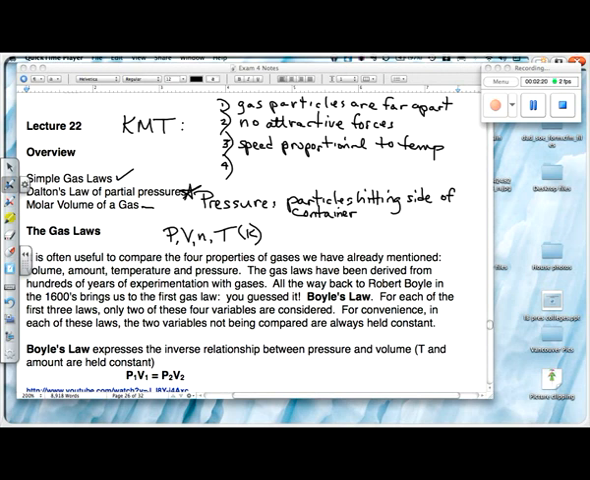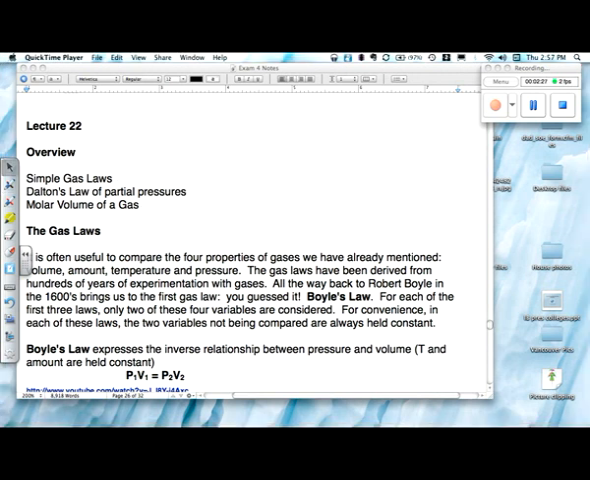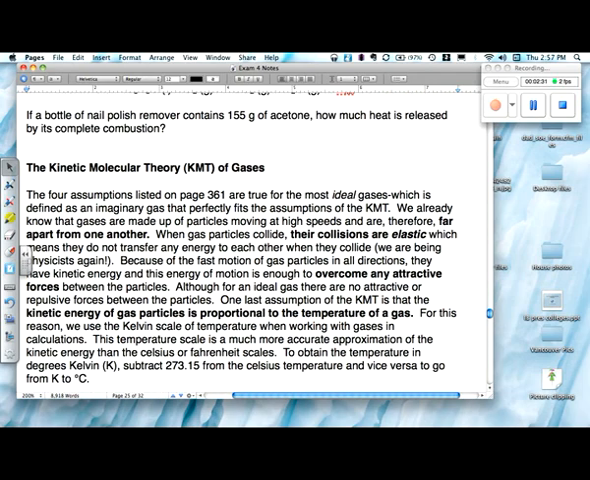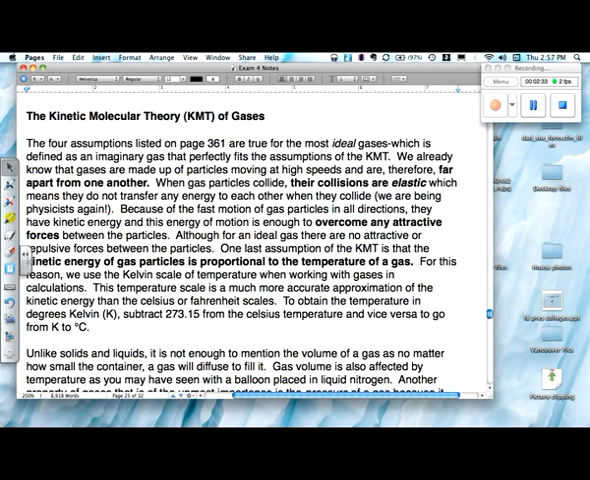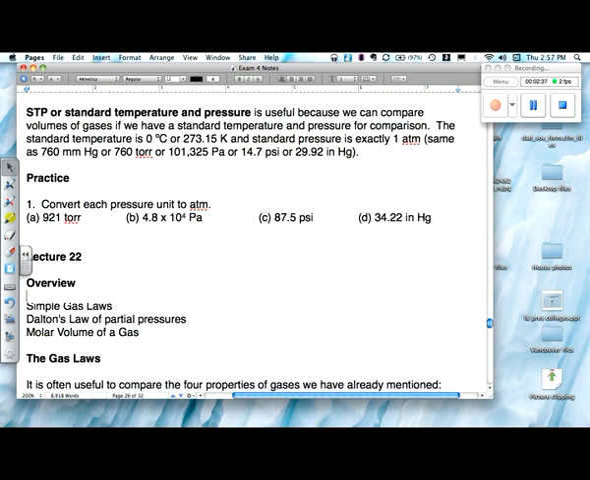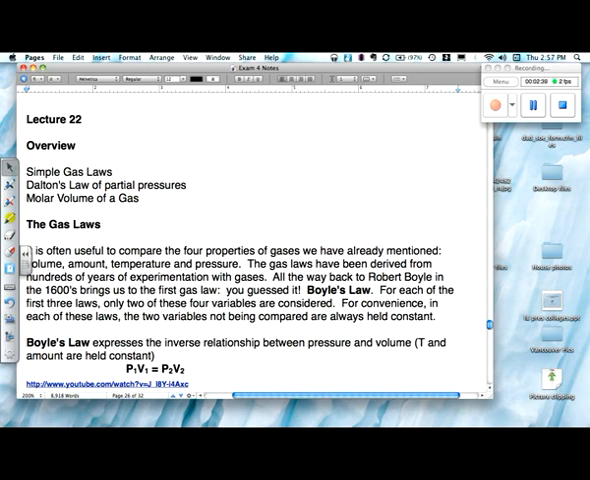So let's scroll up to the previous lecture and see what that fourth postulate was that I cannot remember right off the top of my head. I have them in bold in the notes. Far apart, collisions are elastic. So when they collide, they don't lose any energy. Of course, in the real world, this is not necessarily the case.